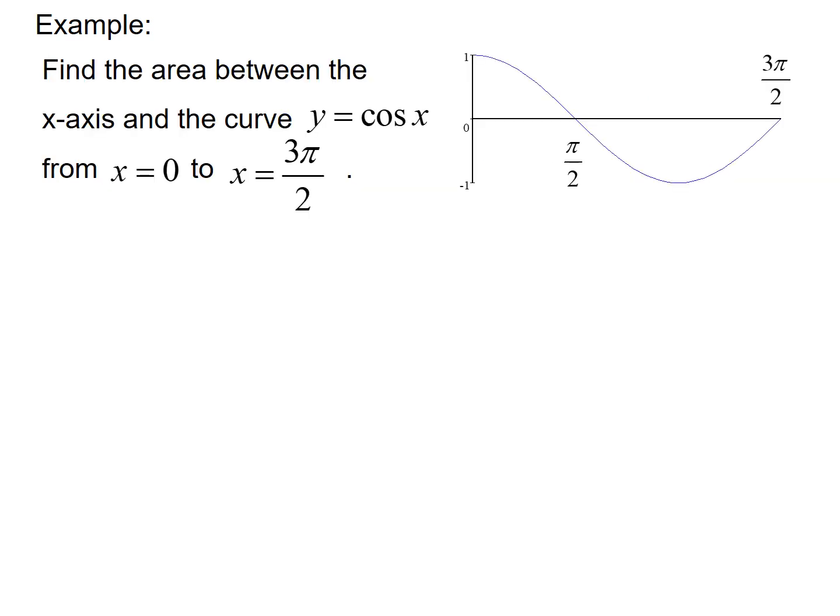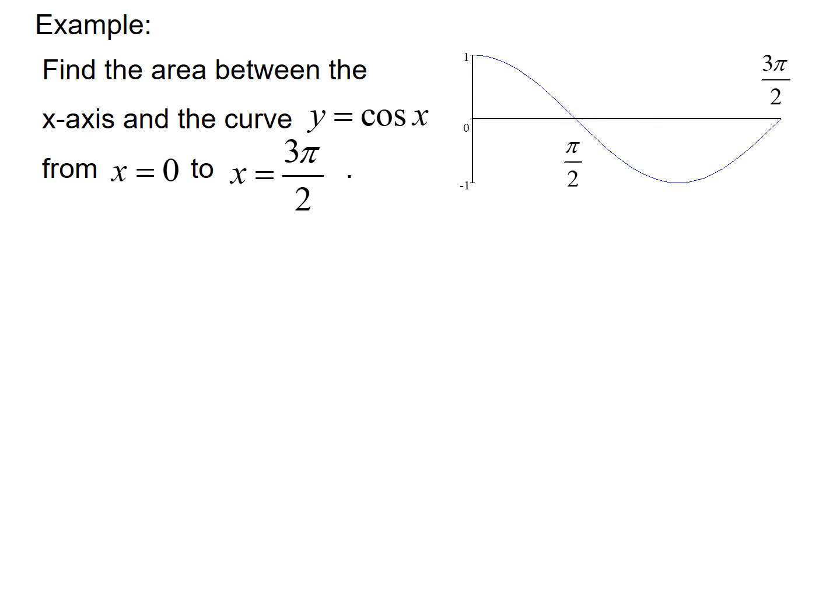Okay, here we want to find the area between the x-axis and y equals cosine of x. The way we want to interpret that question is that we're treating all area as positive. If we just took the definite integral, it would treat that first area from 0 to pi over 2 as positive, and the second area from pi over 2 to 3 pi over 2 is negative. But we just want to find the total amount of area.